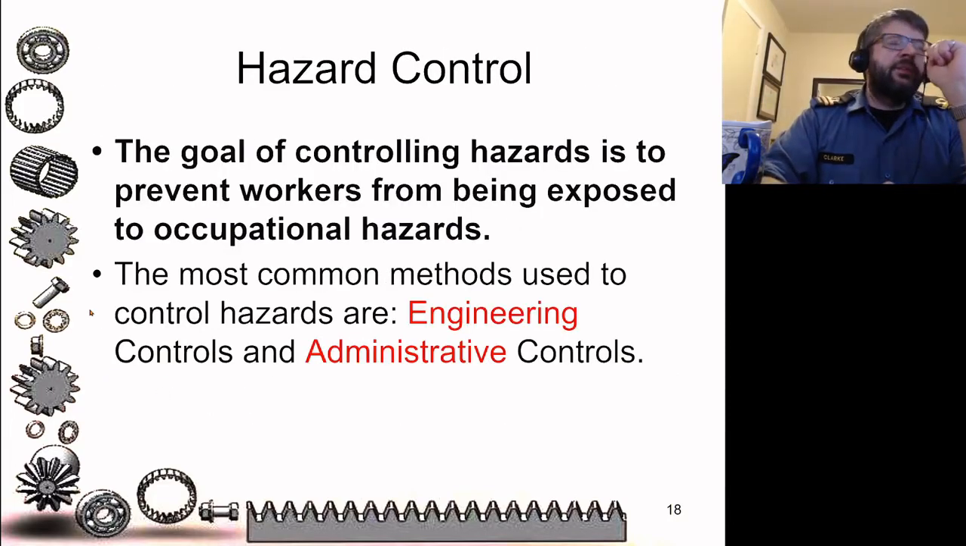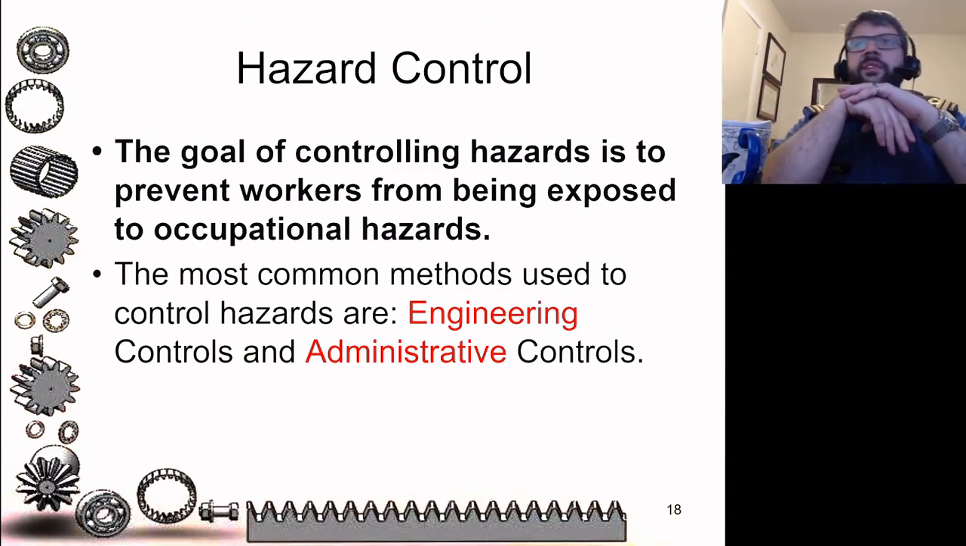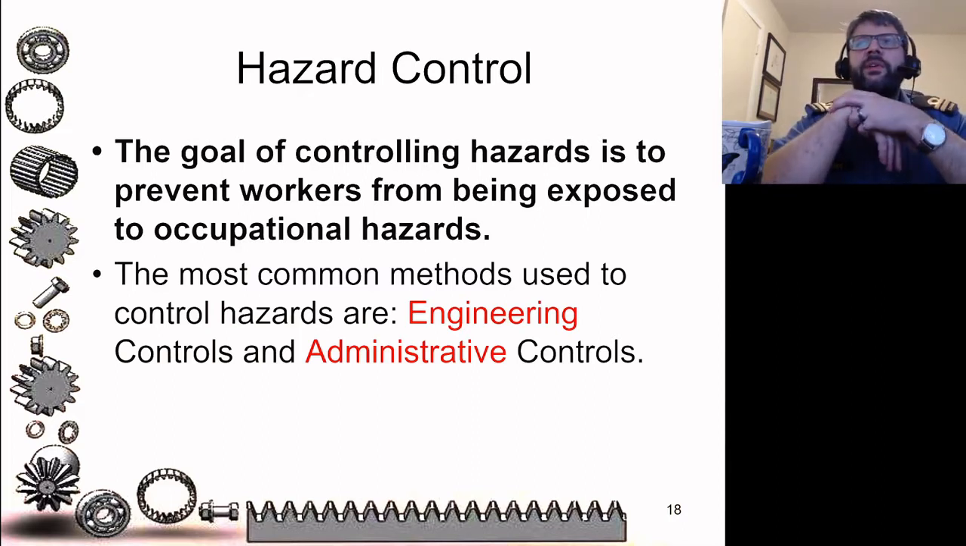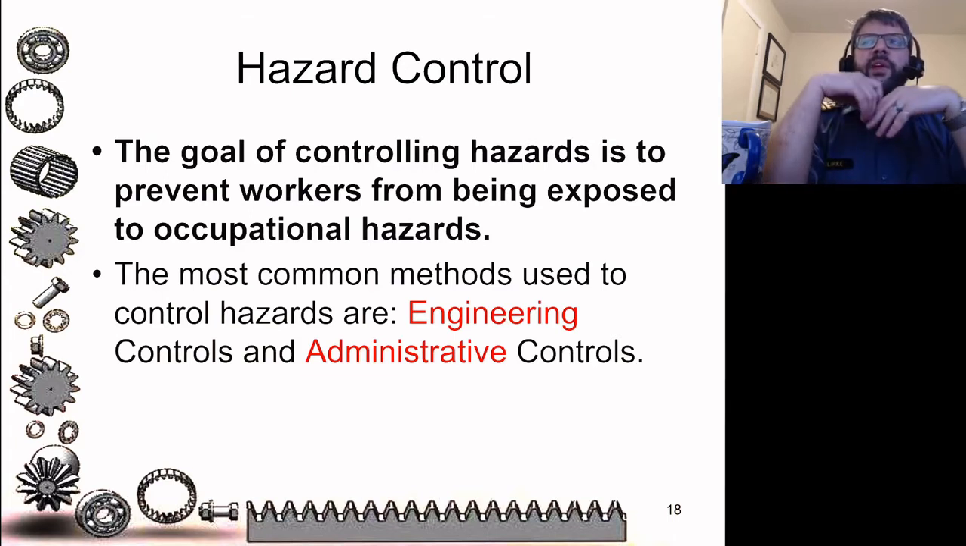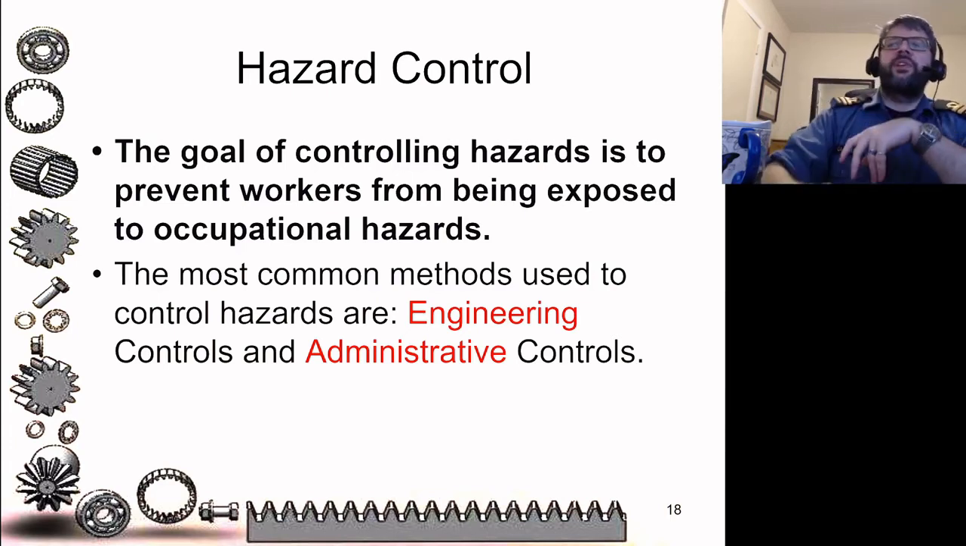so if we have hazards, and again, there's basically nothing that we do that is completely safe, but there are things that we do that are less safe than we'd like them to be. So we need to work at identifying and controlling those hazards. We want to prevent workers from being exposed to the occupational hazards. There's two basically main methods of doing this. We've got engineering controls and we've got administrative controls.